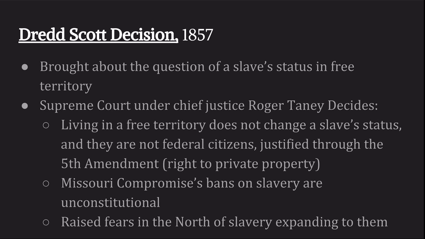Dred Scott decision in 1857. People began to question what the status of a slave in a free territory was, and the Supreme Court decided that it does not change it. They're not citizens, and they used the Fifth Amendment, the right to private property, to justify that.